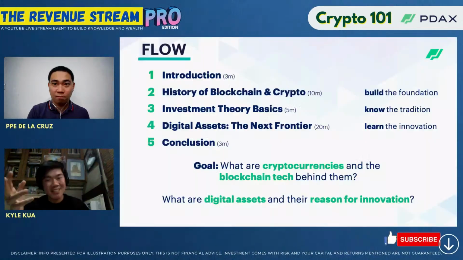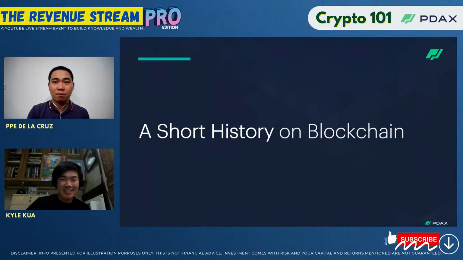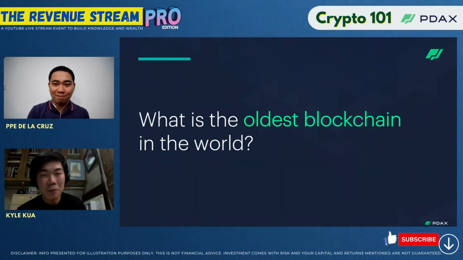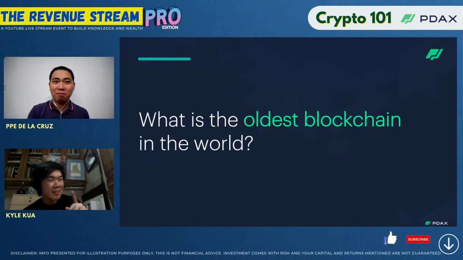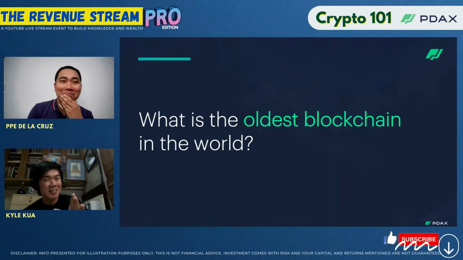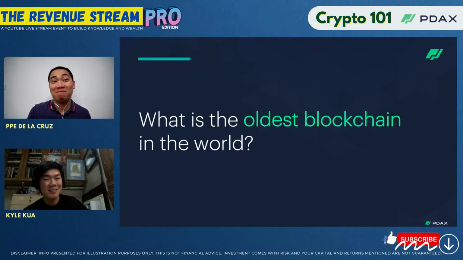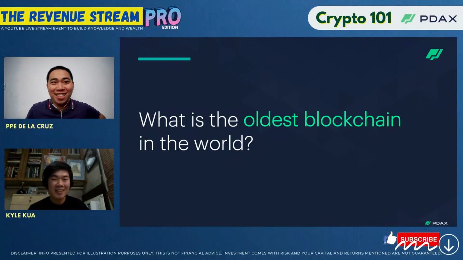So we go back now to the main discussion and talk about the history of blockchain. Thanks, Philip. So let me ask you guys a question. What do you guys think is the oldest blockchain in the world? If I give you 3 seconds to think, a lot of people will say, yeah, Bitcoin, right? It's the first one. But actually, it isn't.